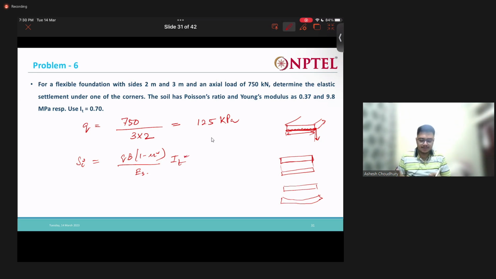So this I_t is directly given here as 0.70. We will see it in a later chapter. I don't know if it will be taught or not. It comes under foundation design and those topics.